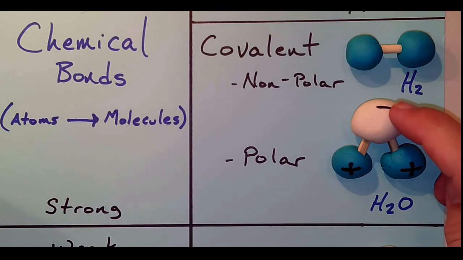The polar molecule down here, this polar covalent bond, is happening in a water molecule because the oxygen is going to be pulling harder on those electrons than these hydrogens will. So the electrons spend all their time near the oxygen, giving this end of the molecule a slightly negative charge.